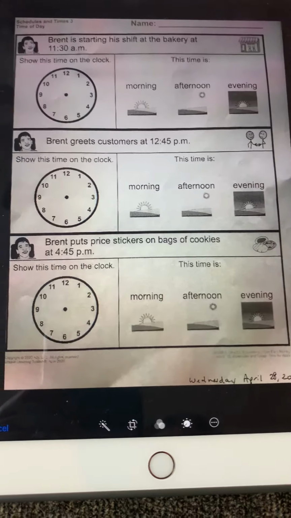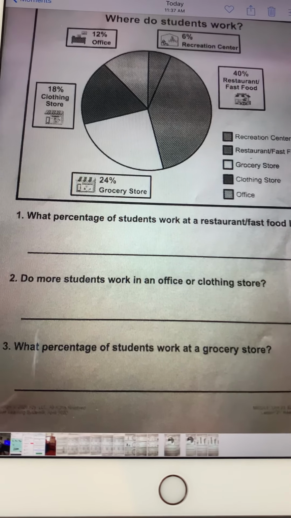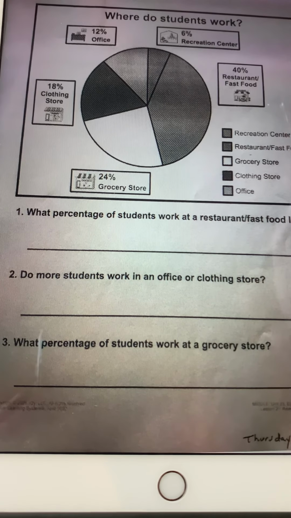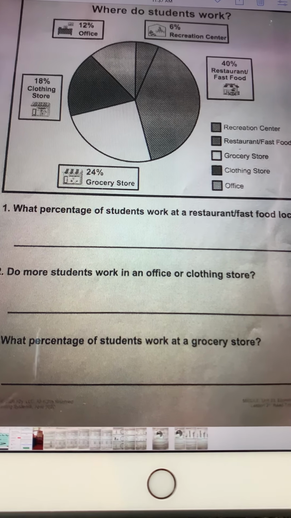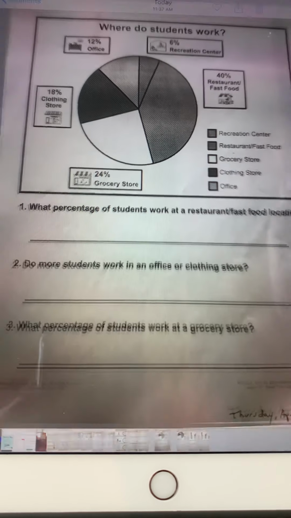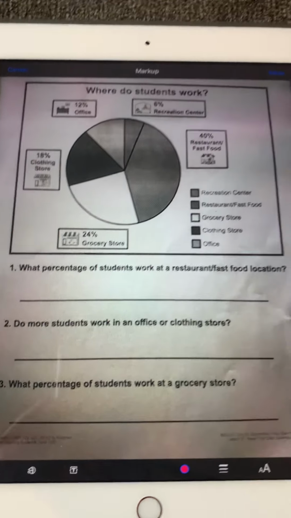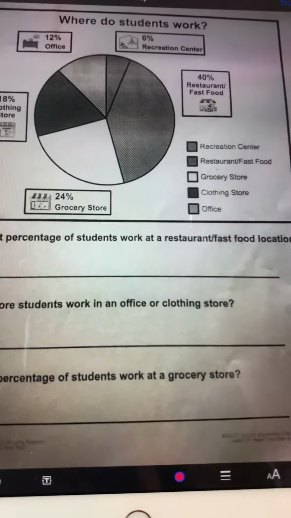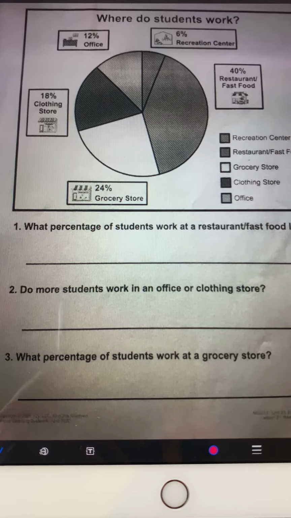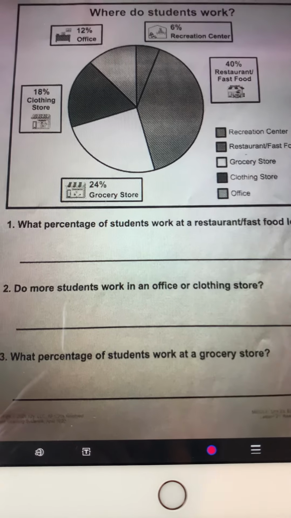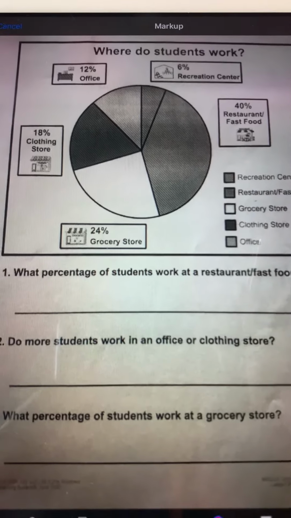So now we'll move on to the next one. And this one we're going to be reading graphs. Maybe once Miss Tiffany gets it up there. There we go. Okay, and you'll have 2 sheets for Thursday and you'll have 2 sheets for Friday, but they're just reading graphs, so they're pretty simple. Okay, and this is where do students work.